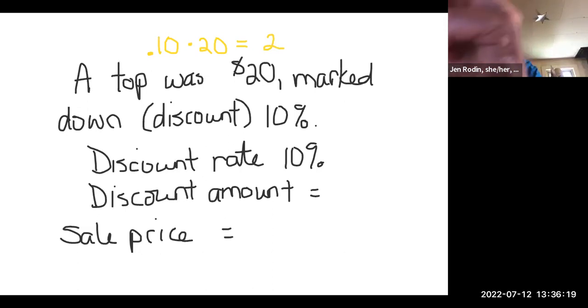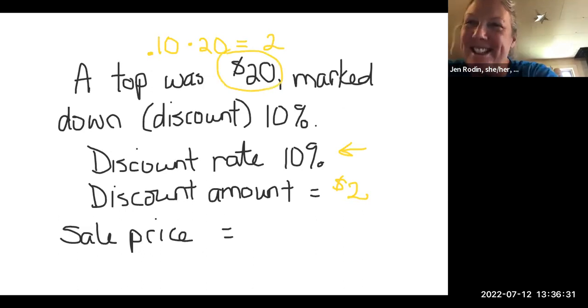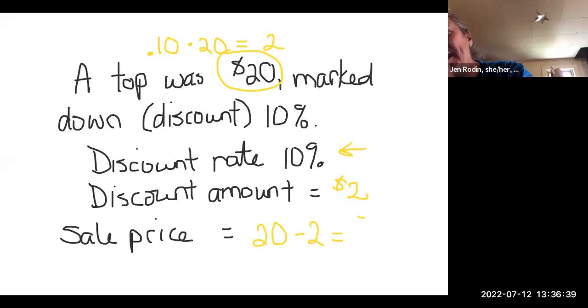So the discount rate is the thing with the percent. The discount amount is $2. And the sale price is the original price, the OG, so the original price minus the discount amount would be 18. They sometimes give you a problem where they have some of those showing and you have to find the other ones.